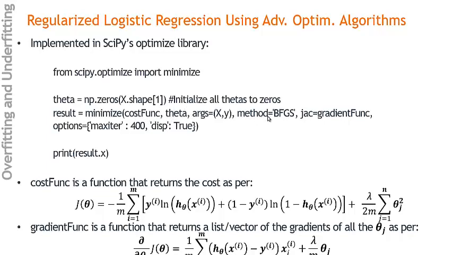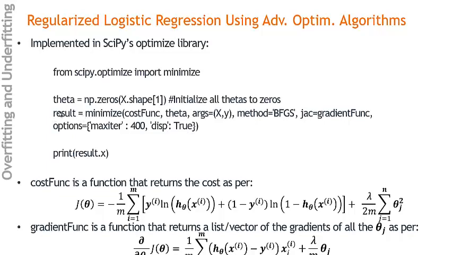Then the optimization method. And in some cases, some methods will require a gradient function, which would be the gradient of this cost function. And these are other options. This max limits the number of iterations that the algorithm will use to minimize. And disp equals true means that it displays all of the information about the optimization process.